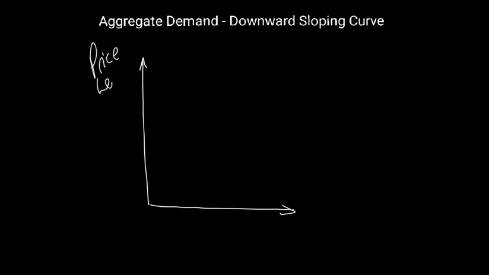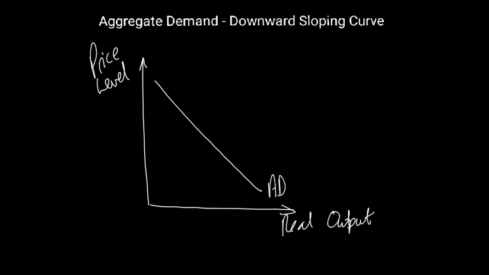So the way we draw this is similar to our other economic diagrams. We've got the price level on the vertical axis and real output on the horizontal axis. It's important to have price level up here rather than just price, because that indicates we're talking about macroeconomics, the general price level within an economy rather than for a particular good. And the aggregate demand curve is a relatively simple downward sloping line like this.